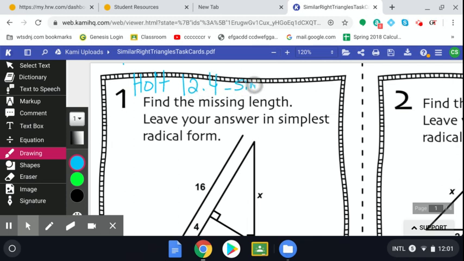Similarity in right triangles. Okay, but I wish to show you a different way to approach this type of problem that I think might sometimes take a little bit longer, but might be a little easier for students to understand at first.